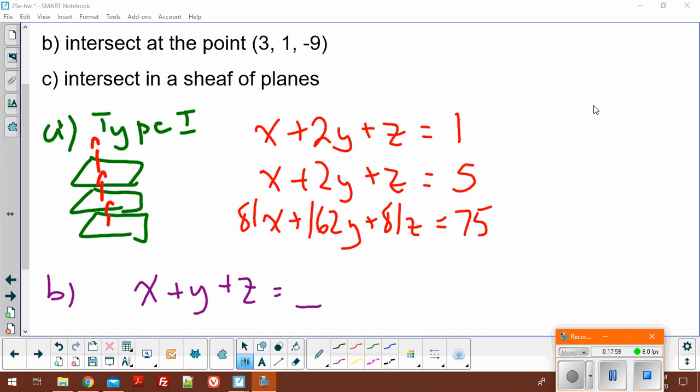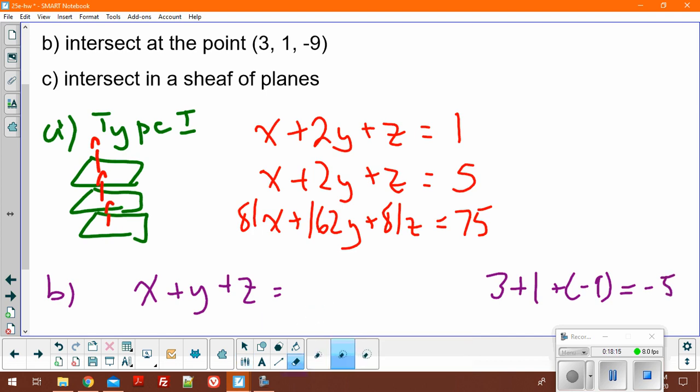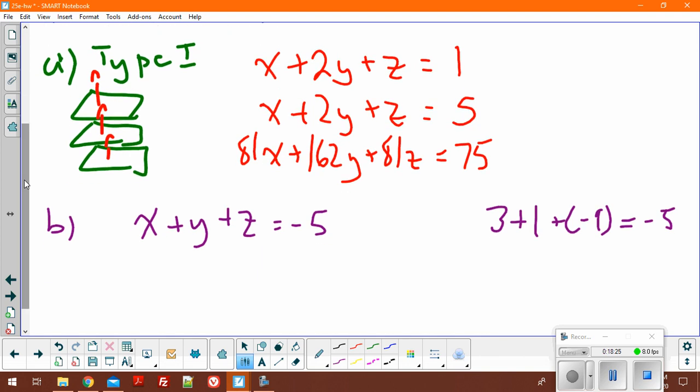So that's what I'm going to do here. On the side here, I have x is 3, plus y is 1, plus negative 9. When I add those together, I would get 4, negative 5. So x plus y plus z should be negative 5. So there's an equation of a plane that has this point on it. So it's type 4.